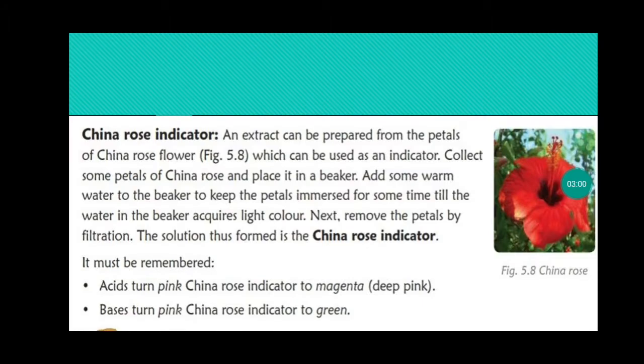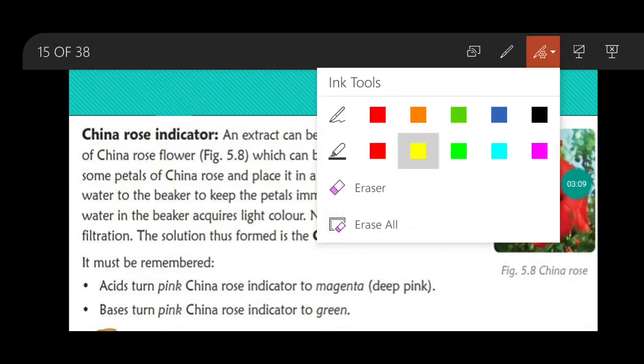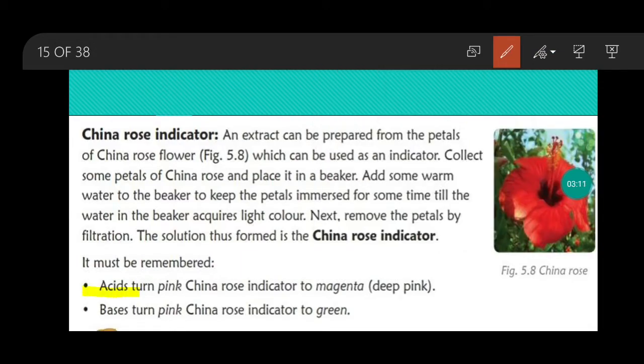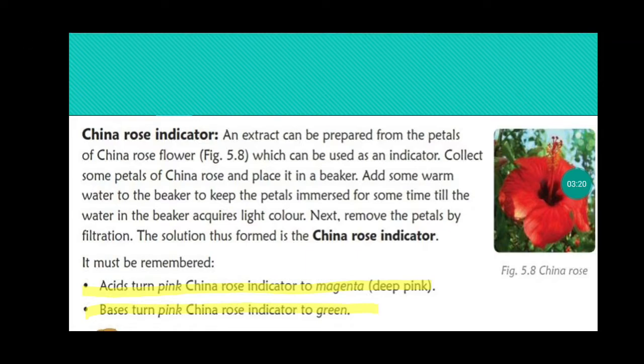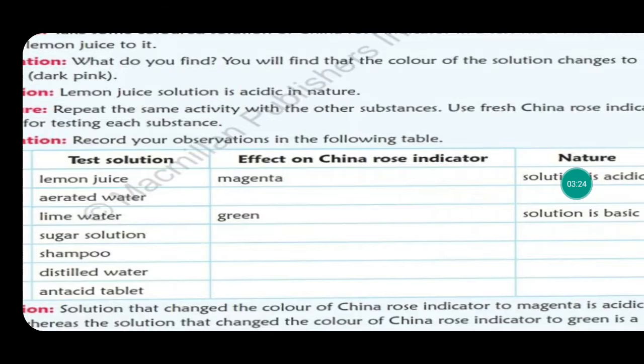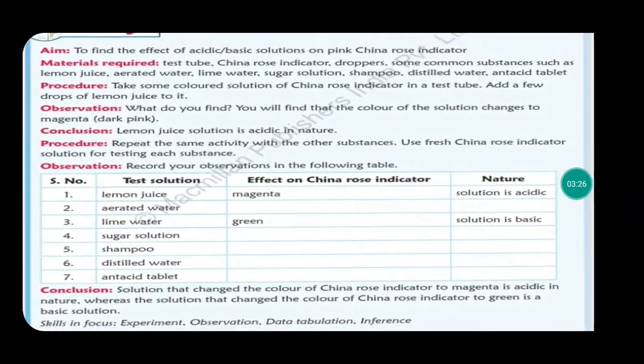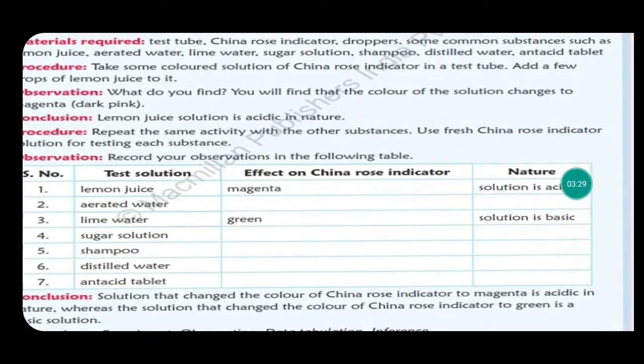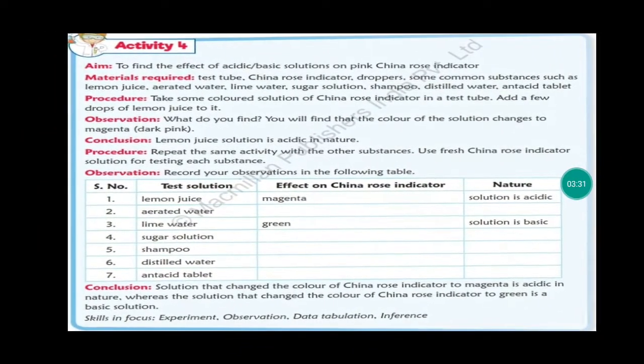Okay, the next one was the China rose indicator. As we know, the China rose indicator is prepared by using the petals of the flower. So how does it detect? Here you see that acid turns pink China rose indicator to magenta, that means deep pink, and bases turn pink China rose indicator to green. These are the points you have to keep in your mind. This is the activity we have performed in the class. So let us start from here.